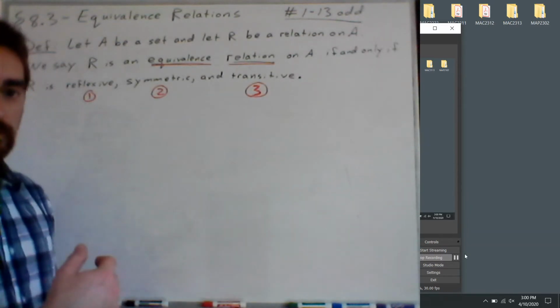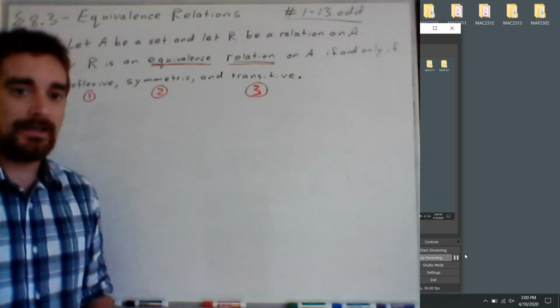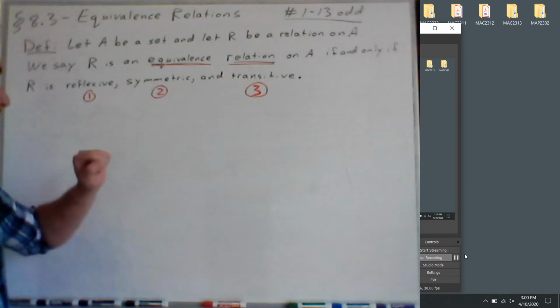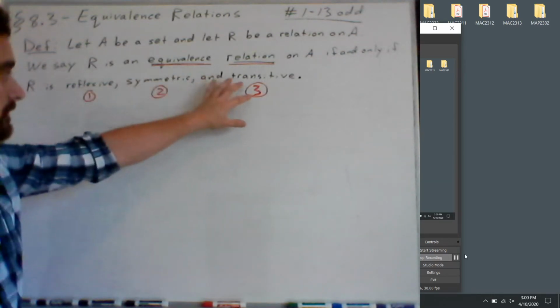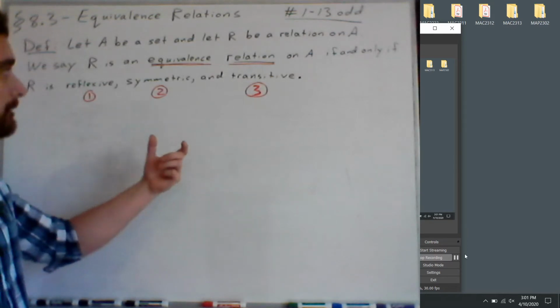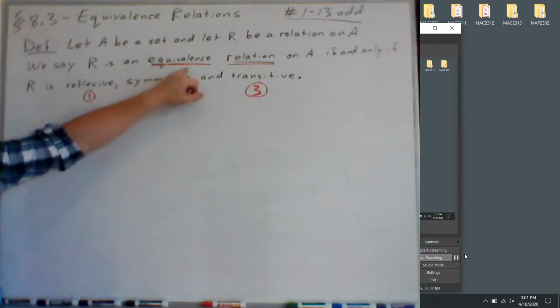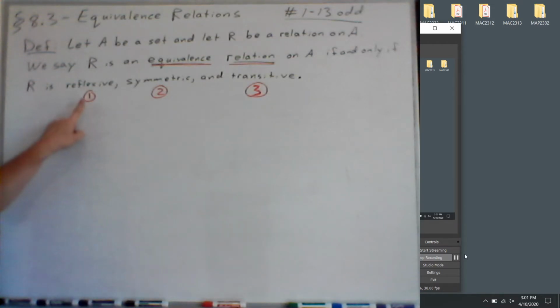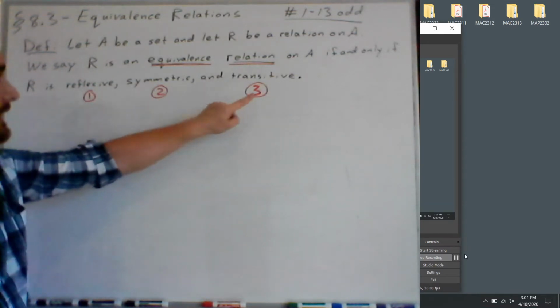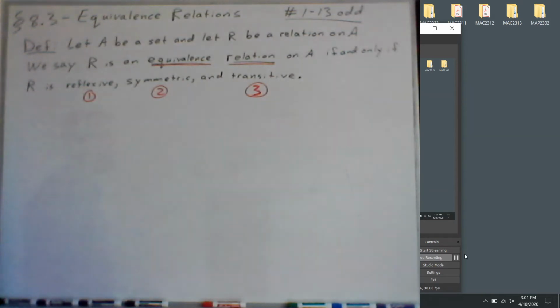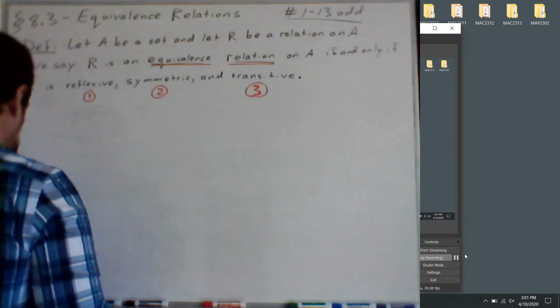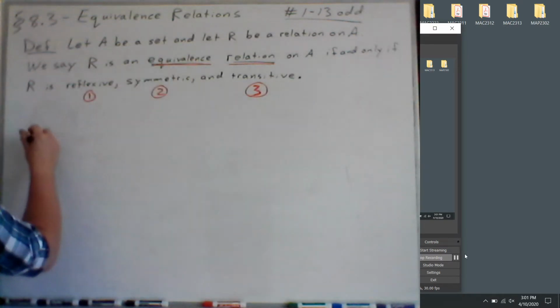In the previous section 8.2 we talked about a relation on a set A and we talked about these three properties. Well, if the relation has all three of these, then we define it as something very important. That thing is called an equivalence relation. So let A be a set and R be just a relation on A. We say R is an equivalence relation if and only if R is reflexive, R is symmetric, and R is transitive. It needs all three of those in order to be called an equivalence relation. So if a relation has all three of these, then it's a very important relation. It's so important we give it a specific name.